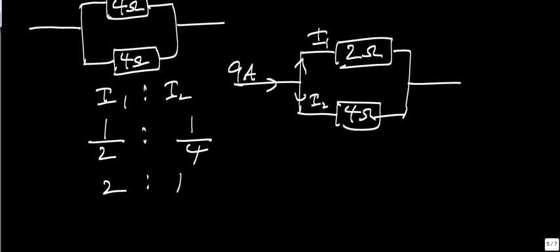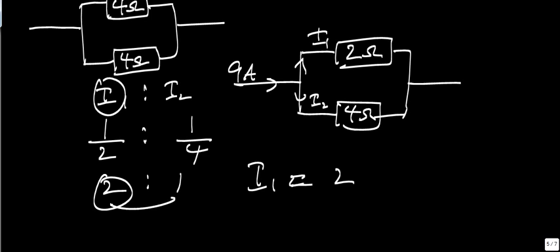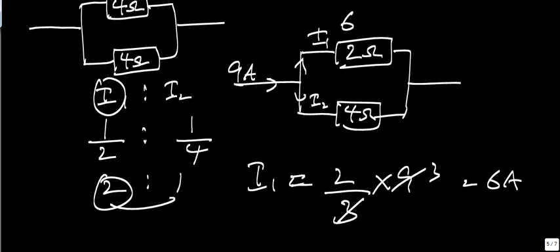Now the total current you know is 9 ampere. So if you want to find the current here, I1 equals the ratio of it, that is 2, divided by the sum of the ratios, that is 3, times the total, that is 9. So you will get 2 times 3 is 6 ampere. So 6 ampere current is flowing here, and how much is flowing through here?